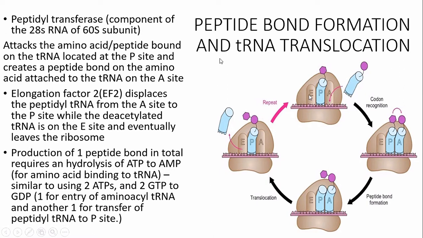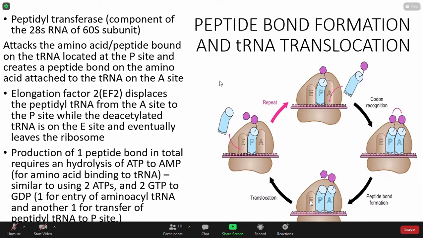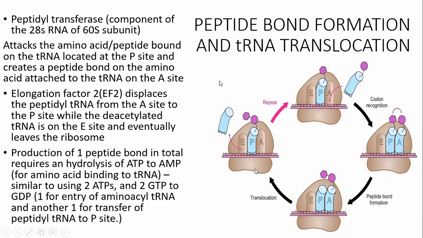Okay? Yung sinabi ko pa sa inyo na maraming factors sa translation. We have your elongation factor 2. Ang nagmo-move ng transfer RNA from here to here is your elongation factor 2. It displaces the peptidyl tRNA from the A site to the P site, while the deacylated tRNA is on the, ito siya, deacylated naman to, wala na tong amino acid, to the exit site. Tapos lalabas siya. Okay?